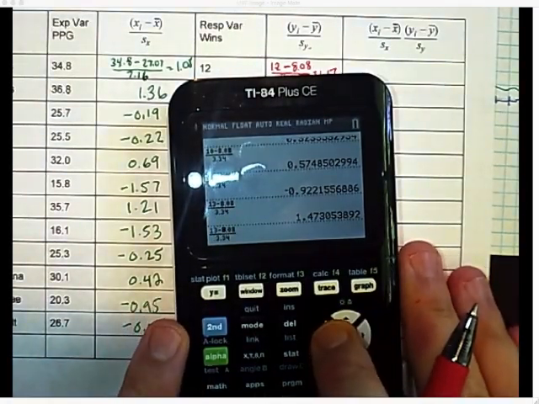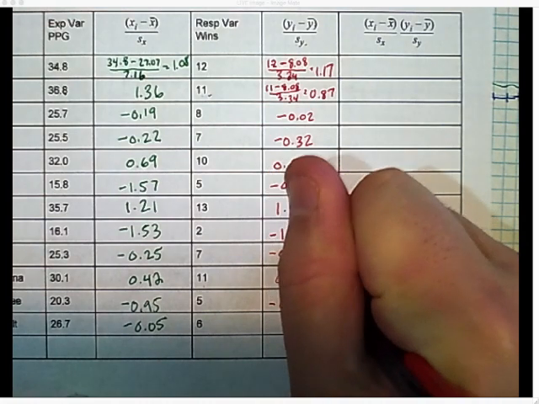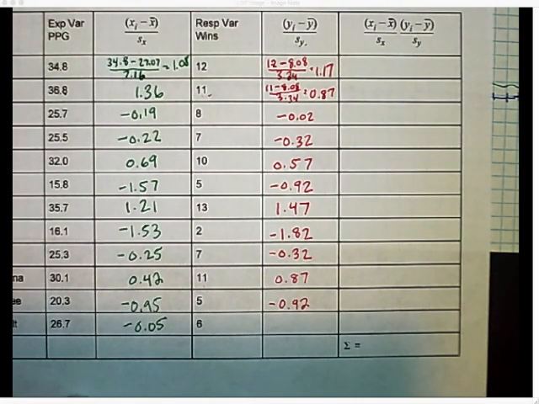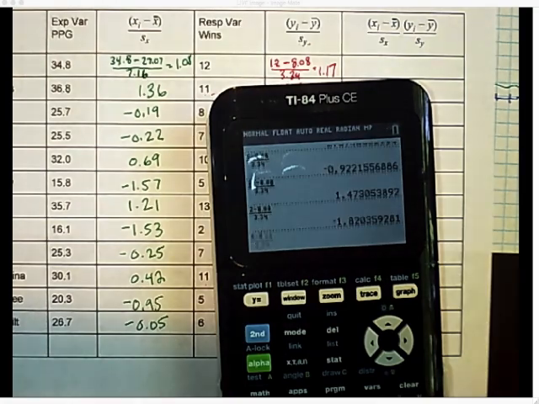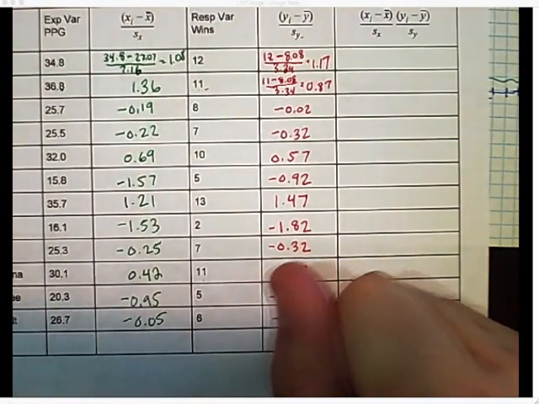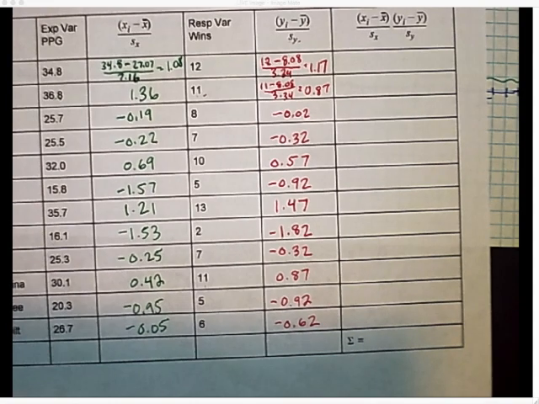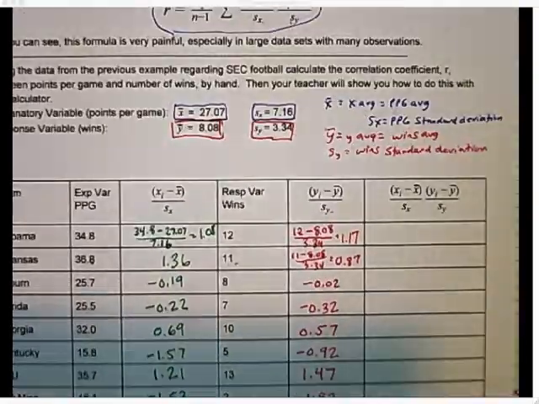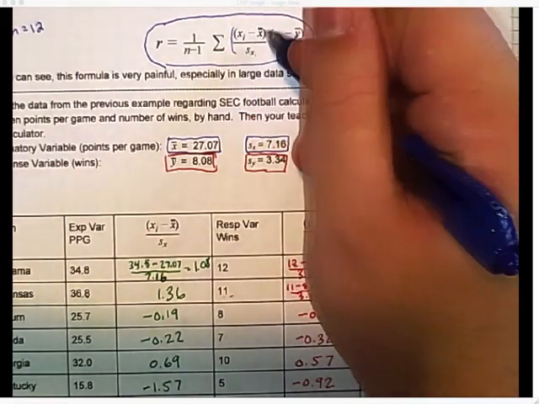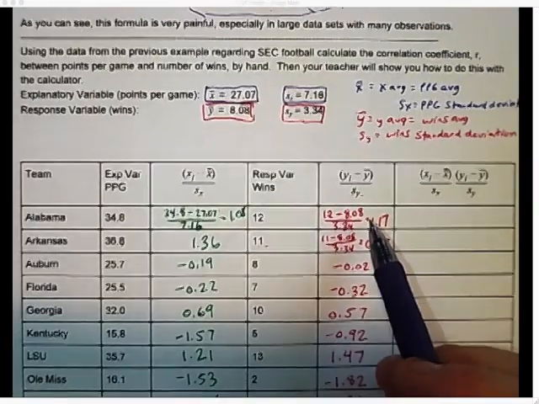Poor Ole Miss only had 2 wins, so we'll put 2 in here. Negative 1.82. All right. And Vanderbilt had 6 wins. I'll plug in 6 here. Negative 0.62. So after you do all that, remember we're only going to do one of these by hand. I know it's painful. So the formula says I got to take this data, so these numbers, and multiply them times these numbers, but you got to do it independently for each team.